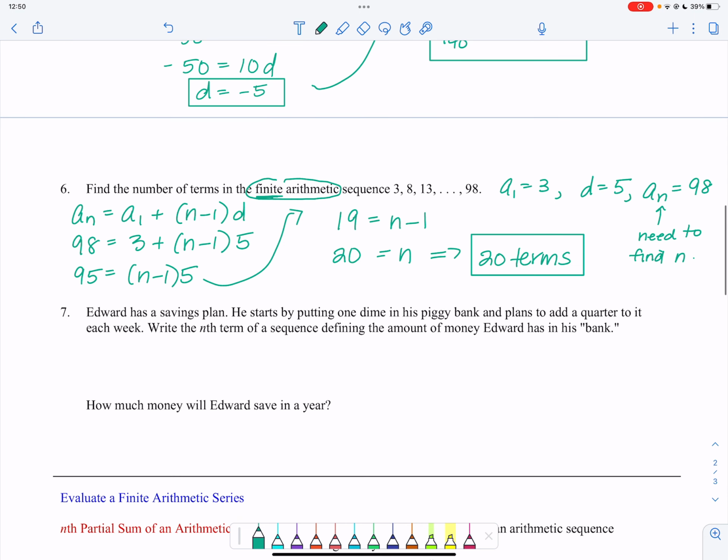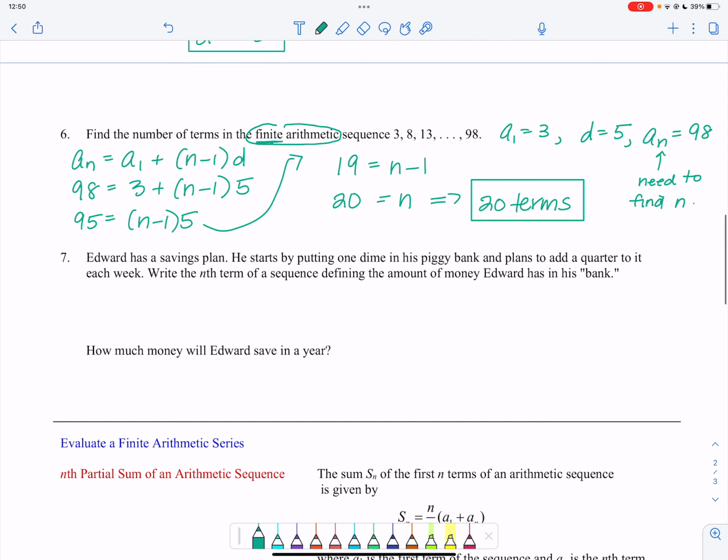Okay, Edward in number 7 has a savings plan. He starts by putting 1 dime in his piggy bank. I'm going to write a sub 1 is 10, and we'll just use cents. He plans to add a quarter to it each week, so d is going to be 25. Write the nth term of a sequence defining the amount of money Edward has in his bank.